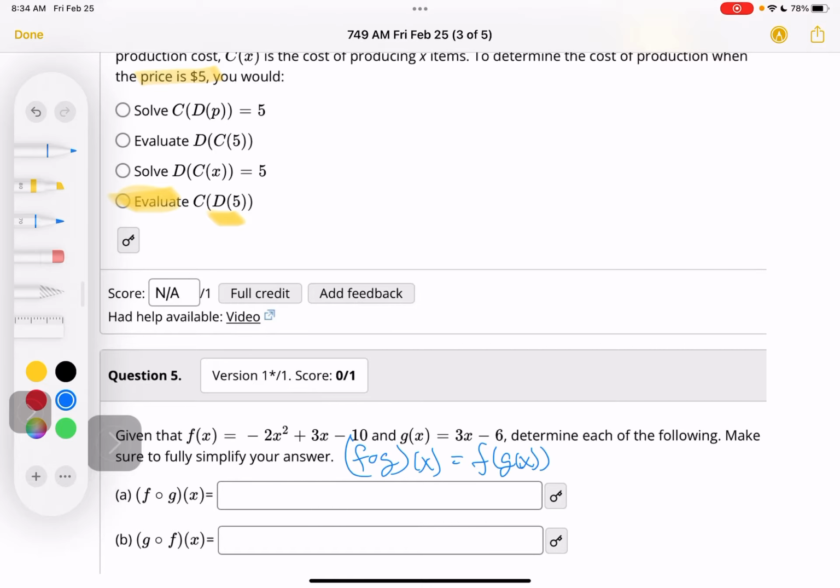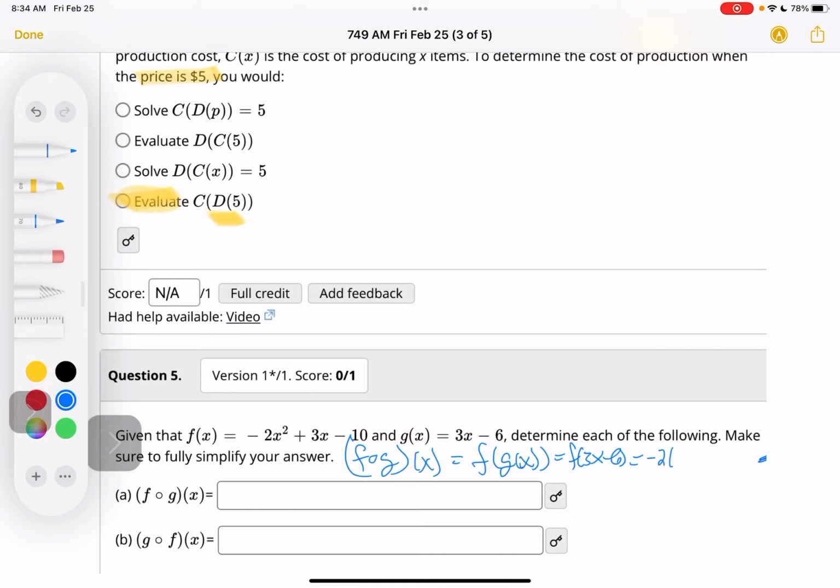It means we're going to put whatever g of x is into the x in terms in the f of x. So this is going to be f of 3x minus 6. So that means in place of the x in 2x squared, we're going to put 3x minus 6. In place of the x in 3x, we're going to put 3x minus 6. So this would be negative 2 times, I'm going to run out of space, aren't I? Because it's not going to drop. Okay, I'm just going to have to use the space I have.